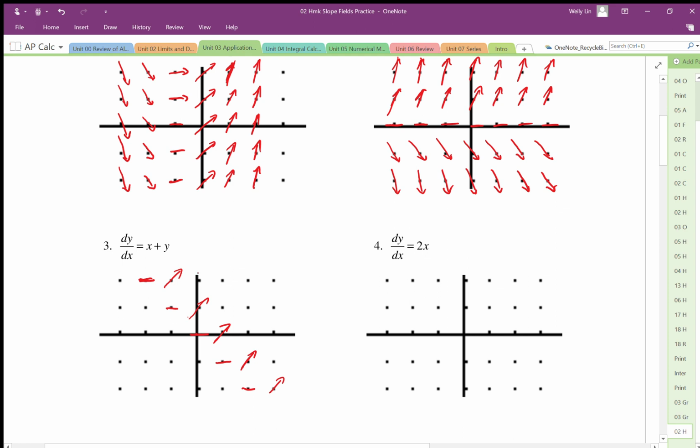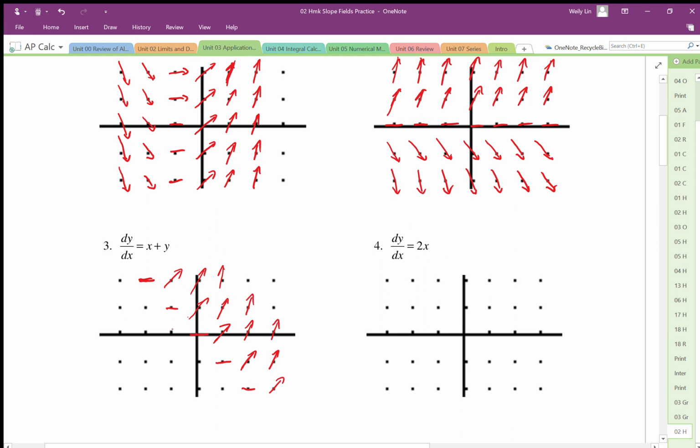Then at (1, 1), I get a slope of 2, and (2, 0) also gives me a slope of 2. So basically anything along these diagonals is going to match the slope. It's just going to get increasingly steeper as I draw it like this.